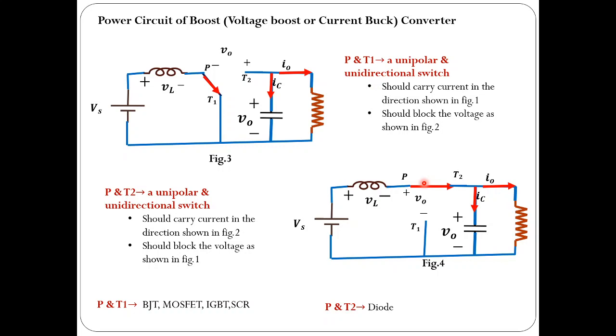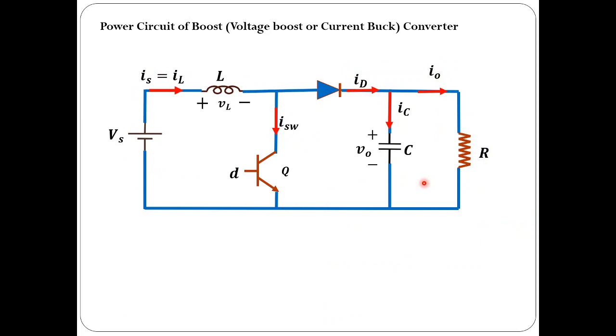Okay, so now let me show you the circuit diagram. So this is the circuit diagram for realization of the boost converter. You can see a control switch is used here. I am using a transistor, that is a BJT, indicated by Q, and its on period can be controlled by the duty ratio. And between P and T2 I am using a diode, which is an uncontrolled switch.